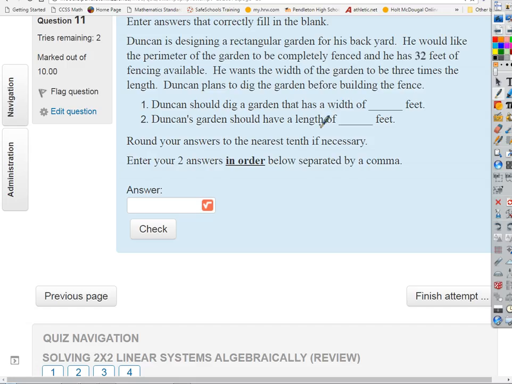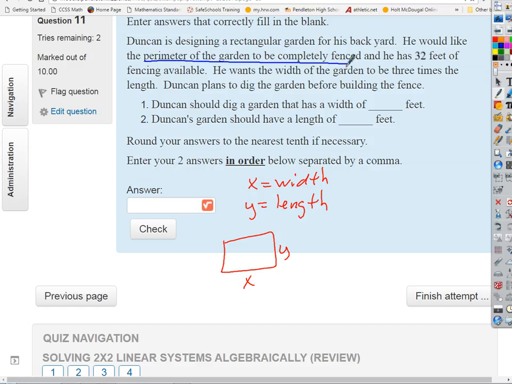So let's just go ahead and let x equal width, y equal length. And if it's a rectangle, we know the perimeter. Here we have this statement: the perimeter of the garden is completely fenced and he has 32 feet of fencing. So in other words, the perimeter is 32. The perimeter is just 2x plus 2y.